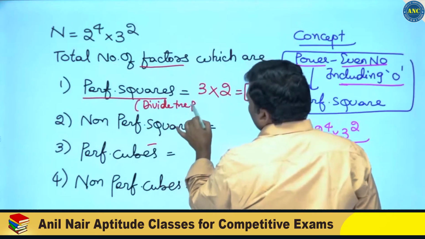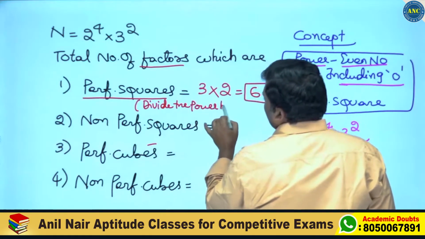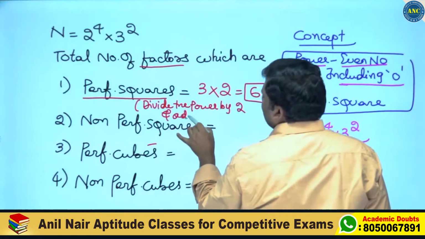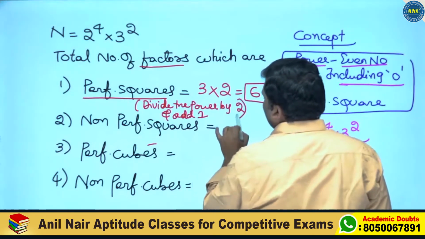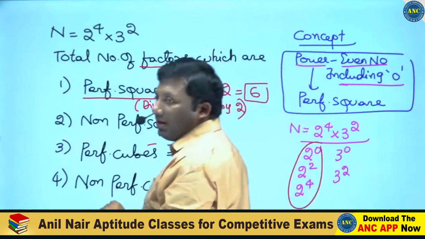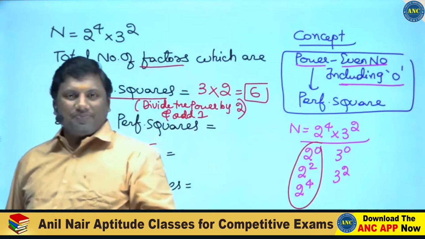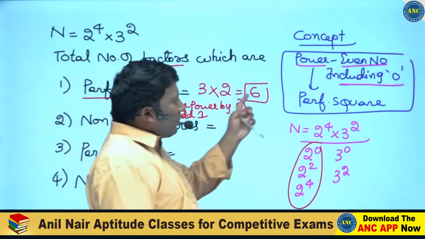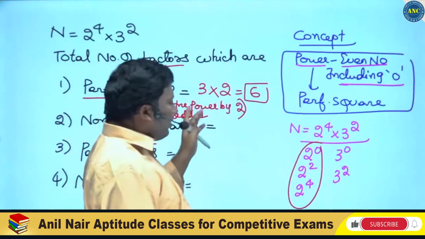Divide the power by 2 and add 1. Sir, why are you dividing the power by 2? Power should be an even number. Even number, it is perfectly divisible by 2, including 0. That is the reason 0 is included.